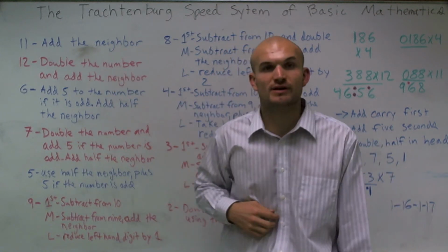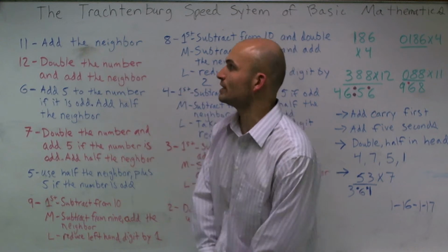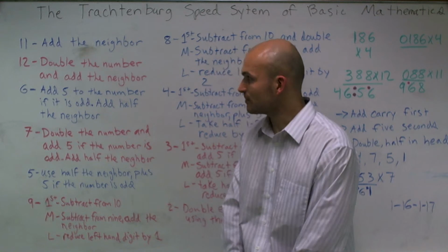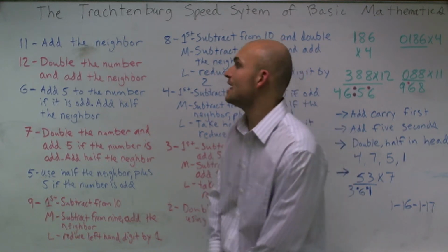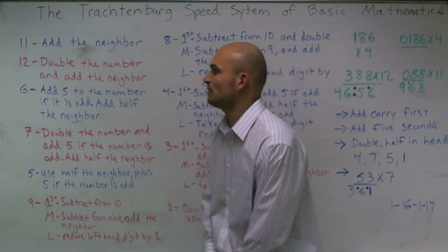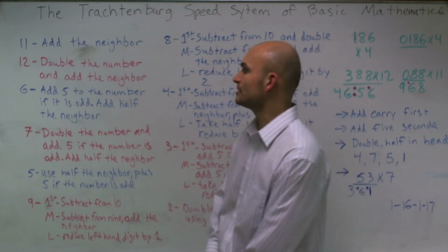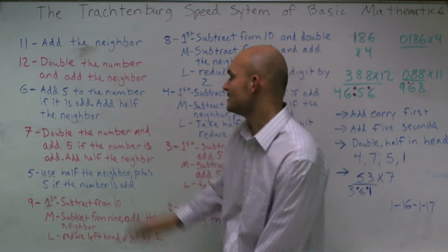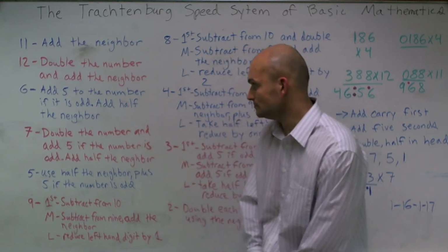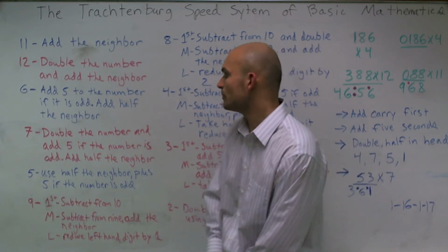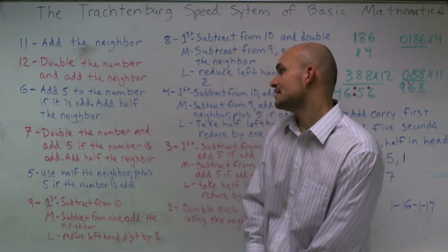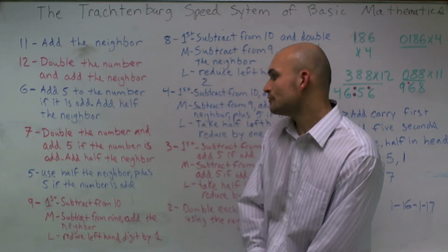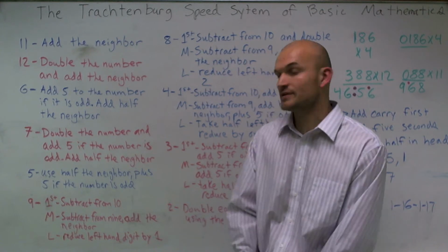So the first one is if we're multiplying by 11, remember what we want to do is simply add the neighbor. The next thing, if we want to multiply by 12, we want to double the number and then add the neighbor. For multiplying by 6, we want to add 5 to the number if the number is odd, and then add half of the neighbor. For 7, we want to double the number and add 5 if the number is odd. Then we want to add half the neighbor. For 5, we want to use half the neighbor plus 5 if the number is odd.